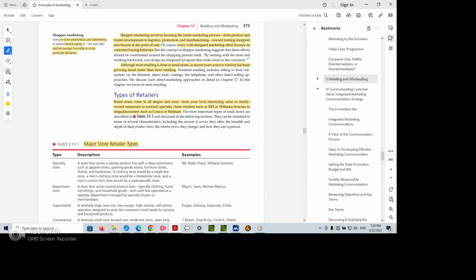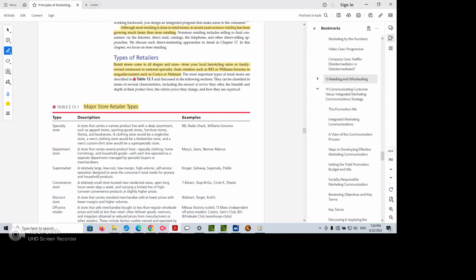Now let's talk about the major store retailer types, which I was talking about earlier. Number one, you have the specialty store. That is a store that carries a narrow product line with a deep assortment, such as apparel stores, sporting goods stores, furniture stores, florists and bookstores. So basically, they specialize in one kind of product, with maybe some accessories that relate to it. You have clothing stores with single line stores, you have men and women stores, those types of things.